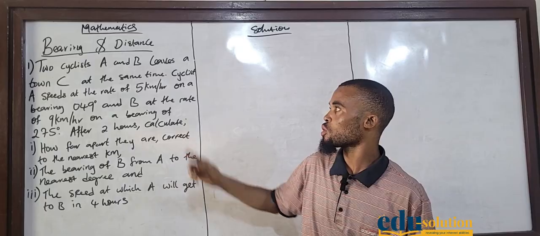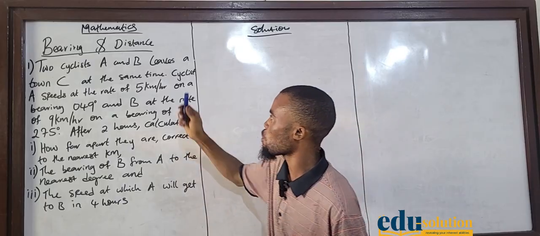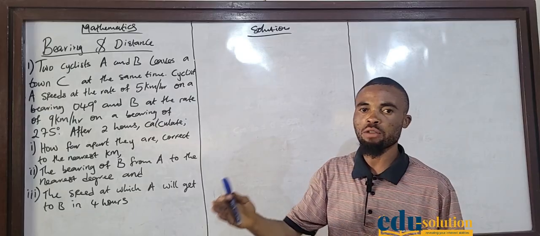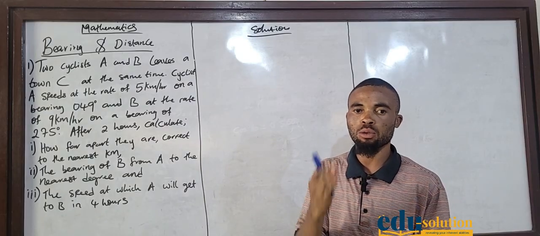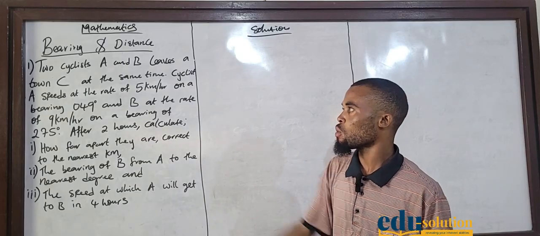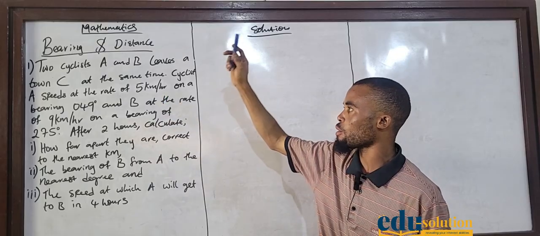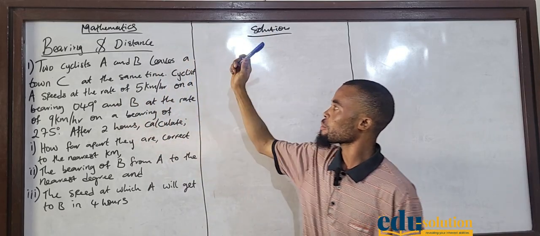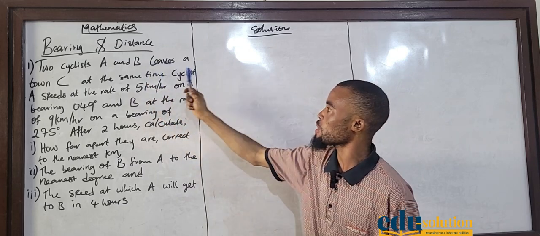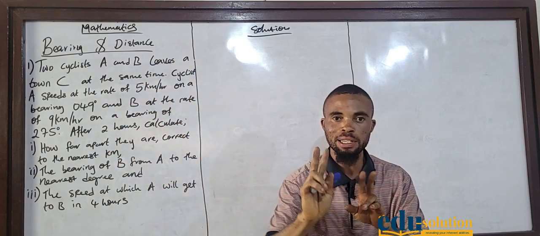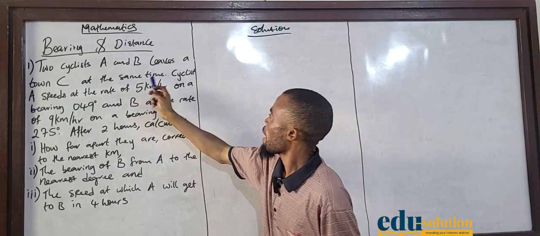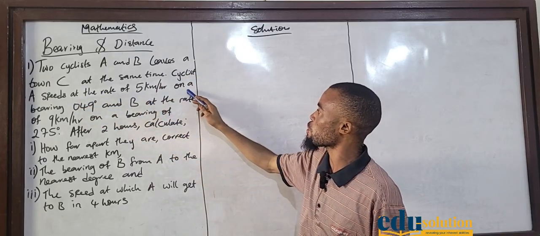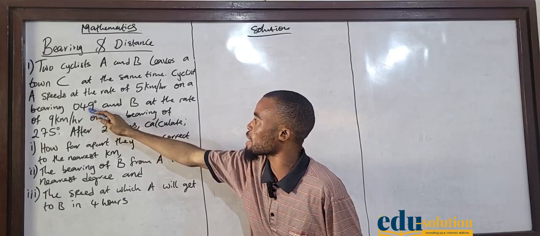Okay. So let's go straight to our question today. In the previous video, I didn't really solve any question as it were. So I had to give you the basis on how we can understand how to solve questions in bearing. So we want to take a practical question now. We are having question number 1. Two cyclists A and B leave a town C, like two persons leaving a particular place at the same time. Cyclist A speeds at the rate of 5 km on a bearing of 049 degrees.